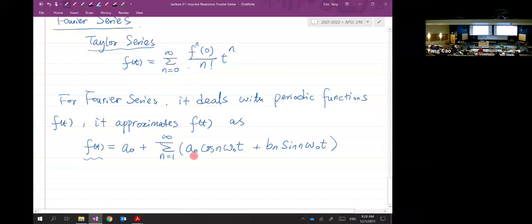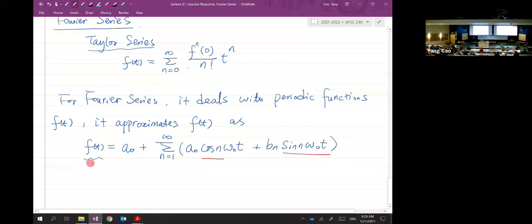The constants are multiplying a cosine term and a sine term, as n goes from 1 to infinity. Omega naught is a frequency, and it is directly related to the period of the function. So as you can clearly see, if you expand the right side out, you have an infinite number of terms, and each term has a cosine and a sine involved.